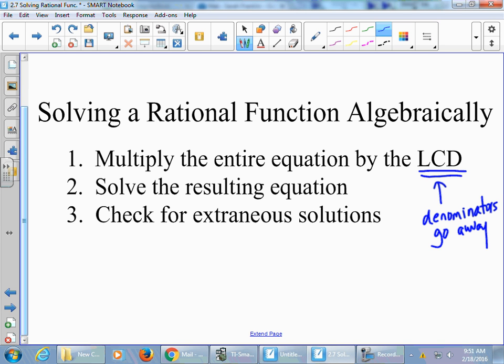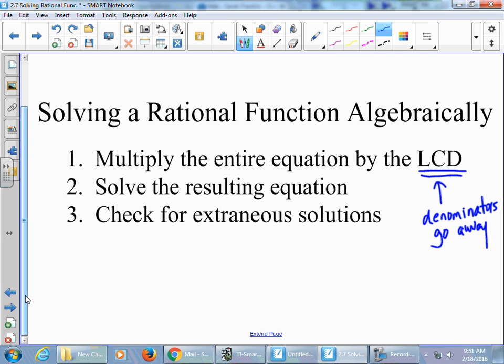You solve it. Now it could be linear, it could be x squared, it could be x cubed, but the likelihood of that in this class is probably pretty slim. You need to make sure you check for extraneous solutions because we started with fractions.